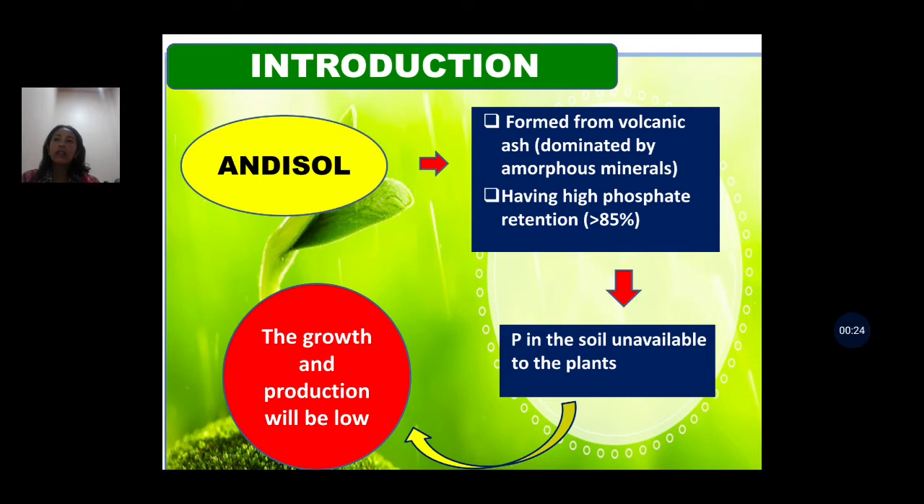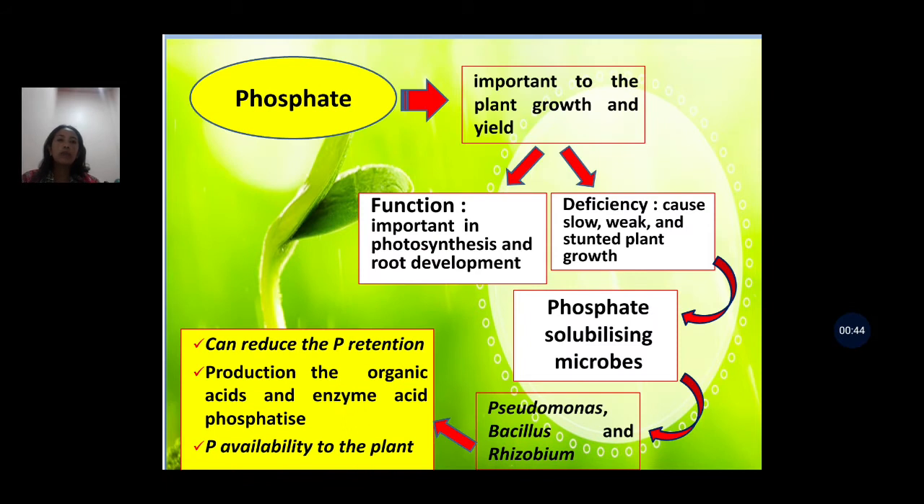Andisol is from volcanic ash dominated by amorphous mineral. Andisol has high phosphate retention, above 85%, so that P in the soil is unavailable to the plants, which causes the growth and production to be low. Phosphate is important to plant growth and yield.